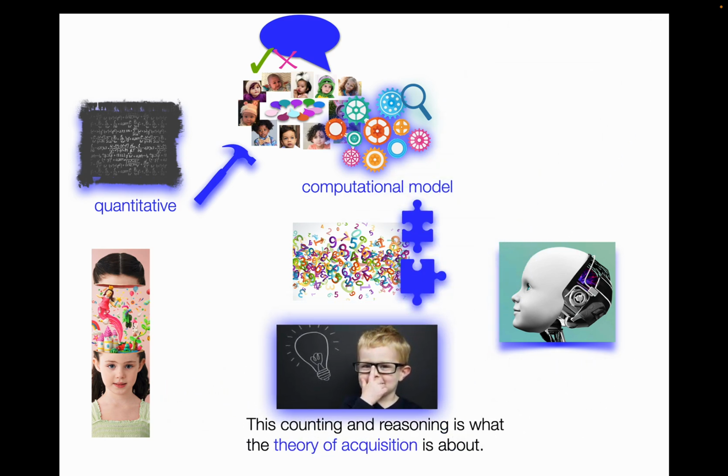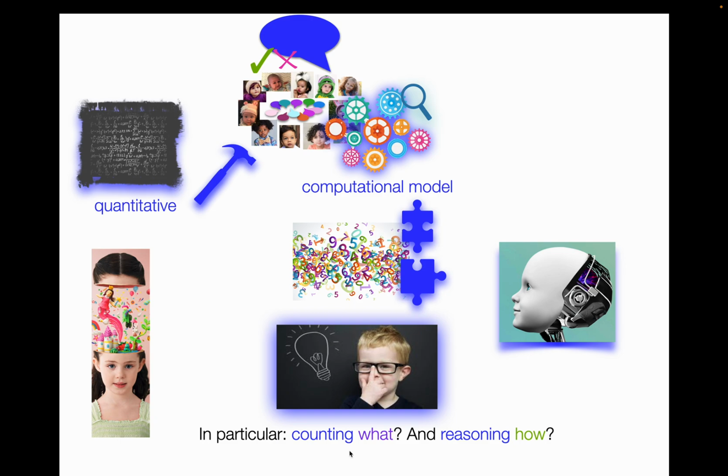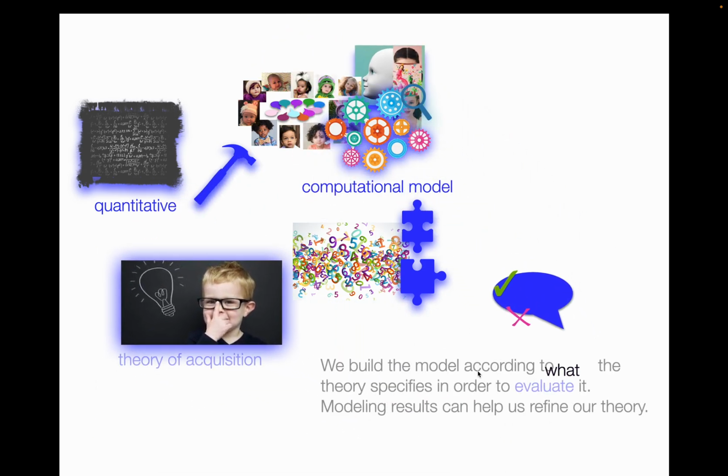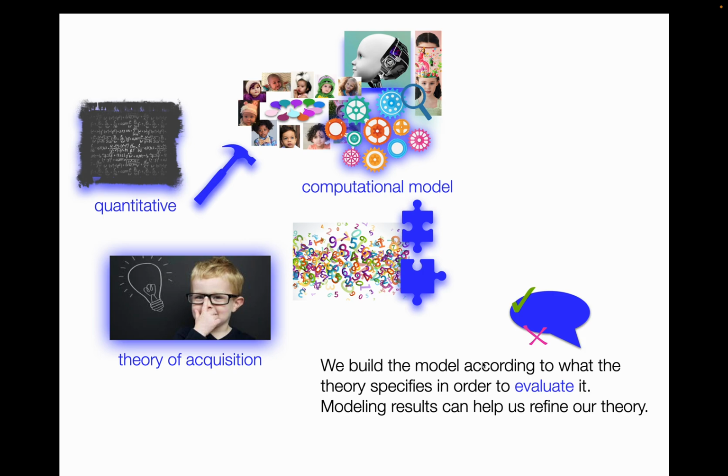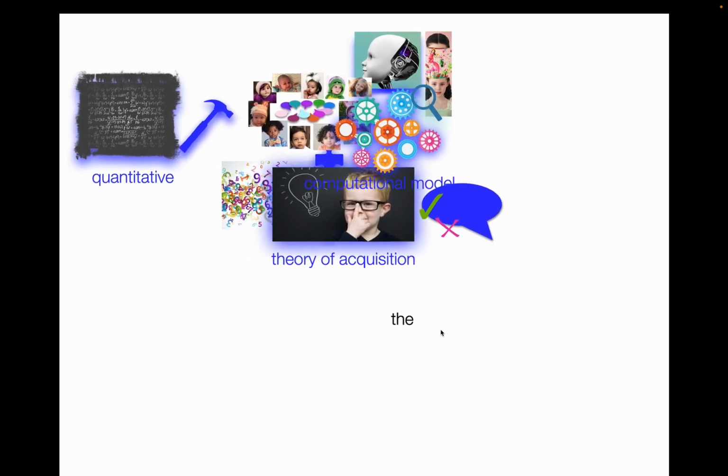So this counting and reasoning is typically what a good chunk of the theory of acquisition is about. In particular, counting what and reasoning how. So we build the model according to what the theory specifies, counting what, reasoning how, in order to evaluate it. And modeling results can then help us refine our theory.